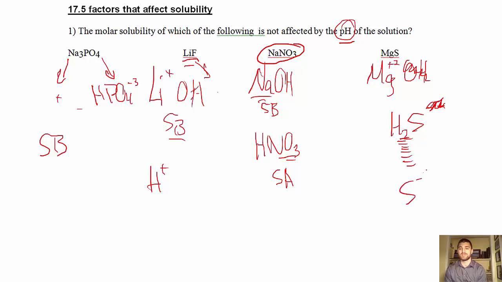So that means the S-2 is going to be looking for those hydrogens. Like, hey, hydrogen, I'm holding on to you, I'm going to hang out. And hydrogens depend on pH. So this MgS would be affected by the pH. So you've got to take a look.